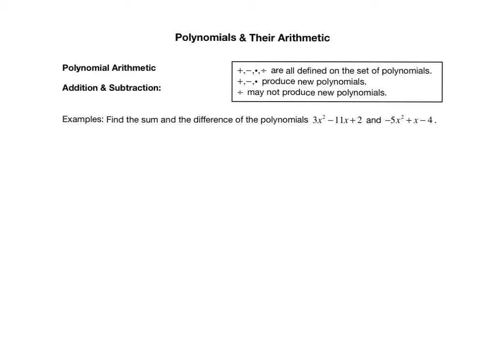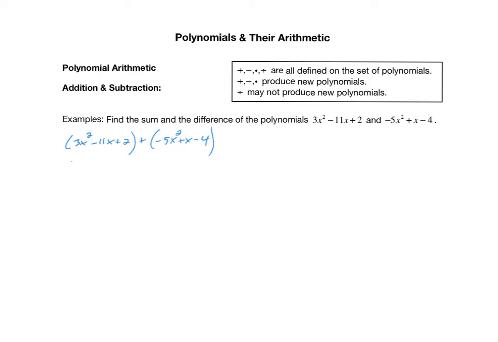So let's find the sum and the difference of the polynomials 3x squared minus 11x plus 2 and negative 5x squared plus x minus 4. So we'll do the sum first. We've got the polynomial 3x squared minus 11x plus 2, and we want to add to that the polynomial negative 5x squared plus x minus 4. Well, this is a matter of just combining like terms. There's nothing to distribute in here, into the back or out in the front here either. So these parentheses don't even matter.